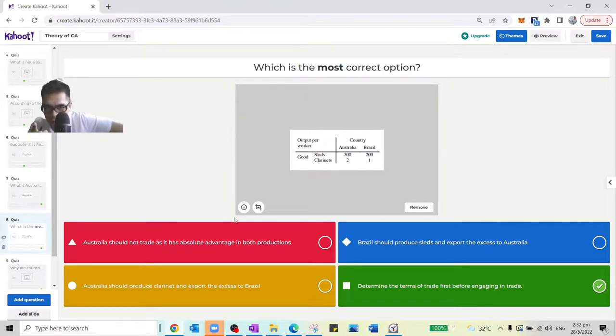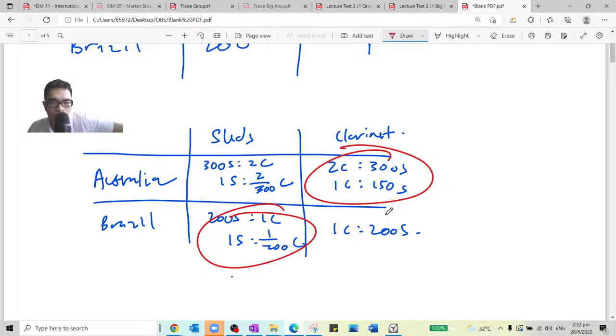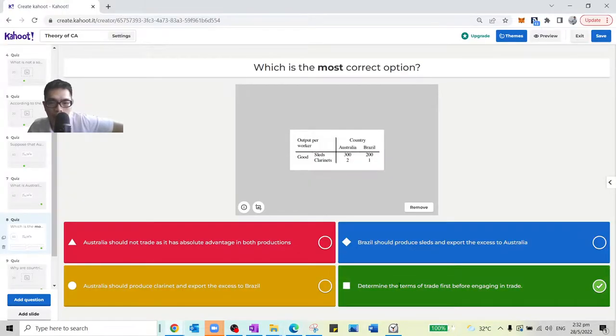Like I said, this question is all about the most correct option. Blue and yellow are seemingly correct. Blue says Brazil has a lower opportunity cost in sled production, and yellow says Australia has a lower opportunity cost in clarinet production. You see that? So these two are seemingly correct. But like I said, the most correct option would be the one in green.